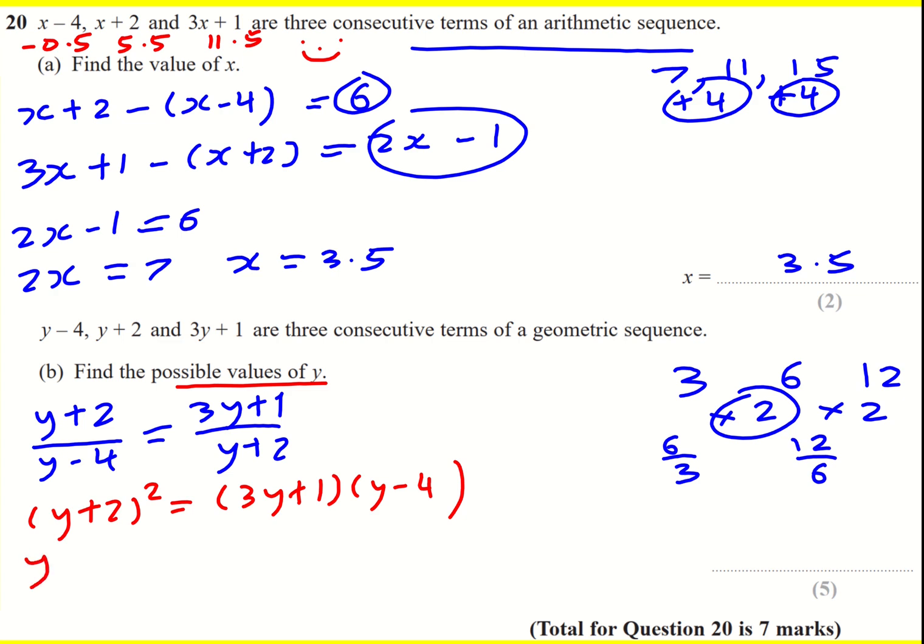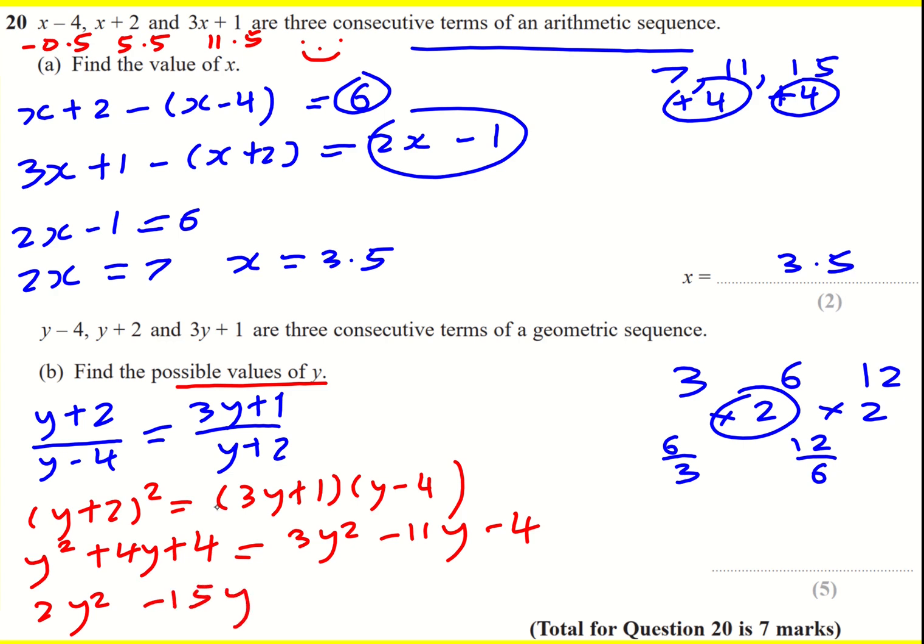So multiplying the bracket out here. Remember, I have written it as y plus 2 squared, but it's y plus 2 times y plus 2. So when you expand the bracket, you get y squared plus 4y plus 4. And that's going to equal 3y squared minus 12y plus y. It's going to be minus 11y. I'm doing this quite quickly, but I'm hoping you're happy with expanding brackets like that. Minus y squared from both sides, minus 4y from both sides, and minus 4 from both sides. I'm going to get that.